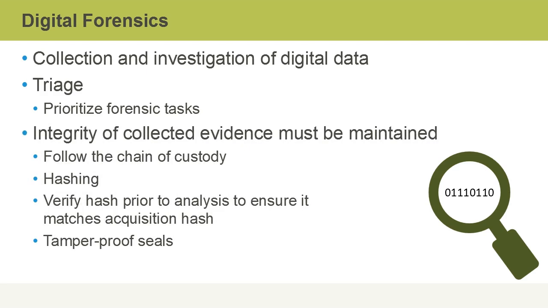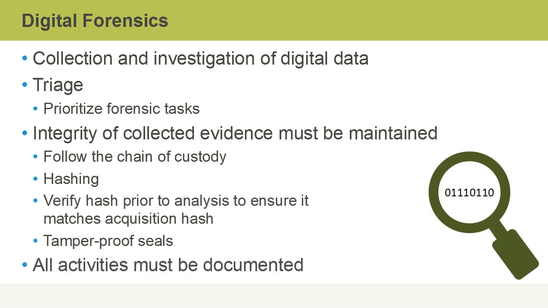The integrity of evidence needs to be maintained. We must follow the chain of custody so that we can always track who had access to collected evidence and where and how it was stored. Hashing allows us to get a unique value for data that can be used in the future to detect changes. So therefore, we can verify a hash prior to analysis of seized data to ensure that it matches the acquisition hash, so we know that nothing's been changed. We can also use tamper-proof seals for physical evidence to ensure that data and equipment are kept safe. All activities need to be documented when gathering and then storing evidence.